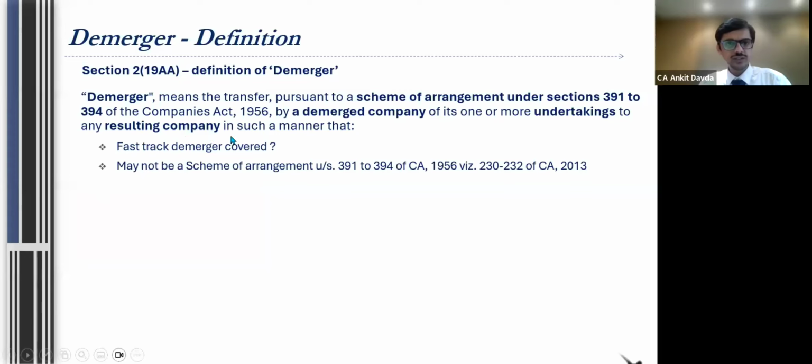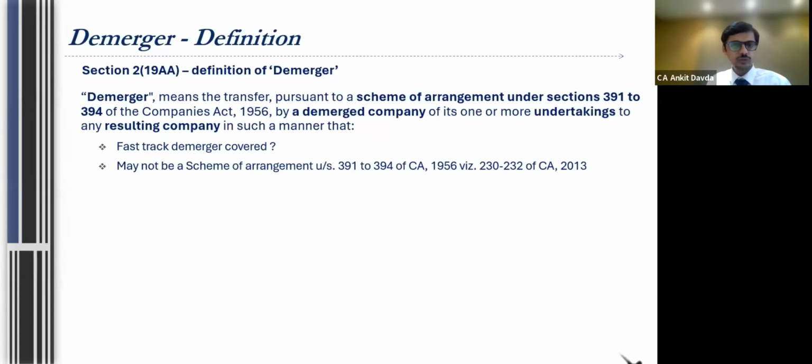Before that, whether a fast track demerger is covered. Recently we were evaluating one case, and if you look at the language here, there is no substitution of language. Right now, as on date, under the Income Tax Act, all language is appearing wherein it says scheme of arrangement under section 391 to 394 of the Companies Act. If you look at the transitional provision when the Companies Act 2013 was enacted, and at the General Clauses Act where interpretations have been given, it says that 391 to 394 is replaced by section 232. So now section 233 will not be covered by this language.